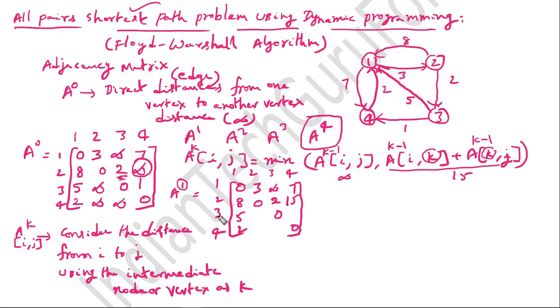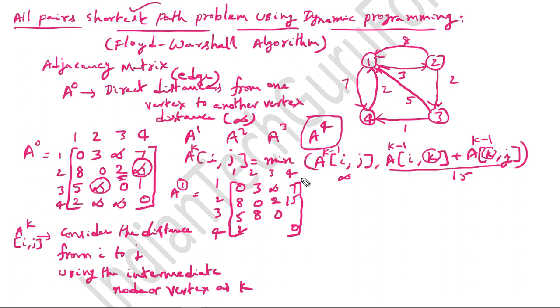Next, from 3 to 2, so intermediate node must be 1. 3 to 2, intermediate node must be 1. So 3 to 1 and 1 to 2. 3 to 1 is 5, 1 to 2 is 3. 5 plus 3, 8. So replace this infinity with the value 8.